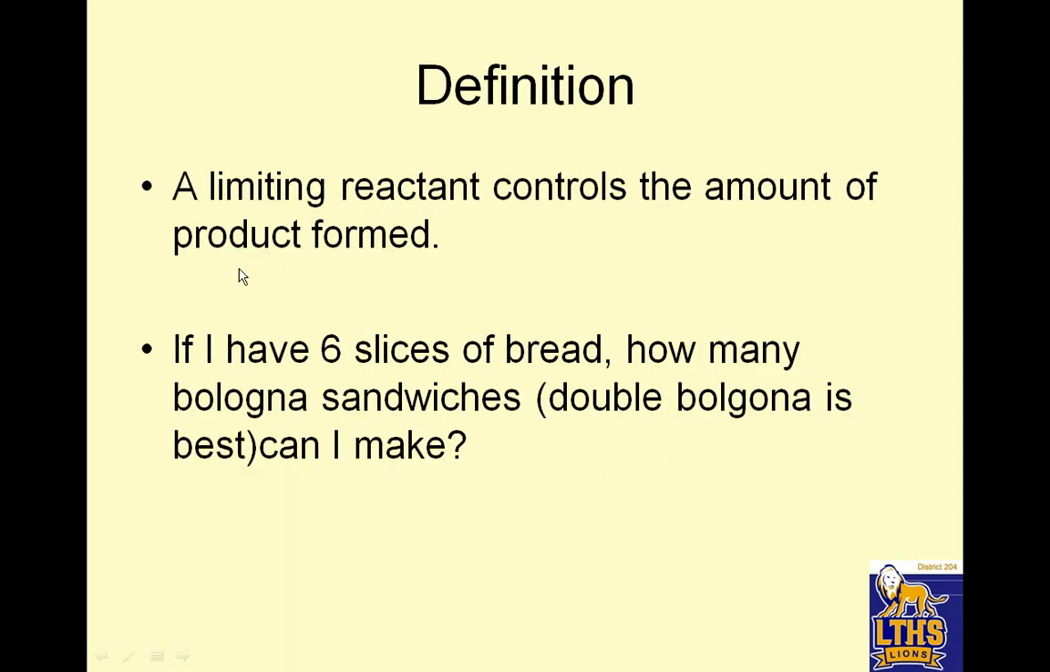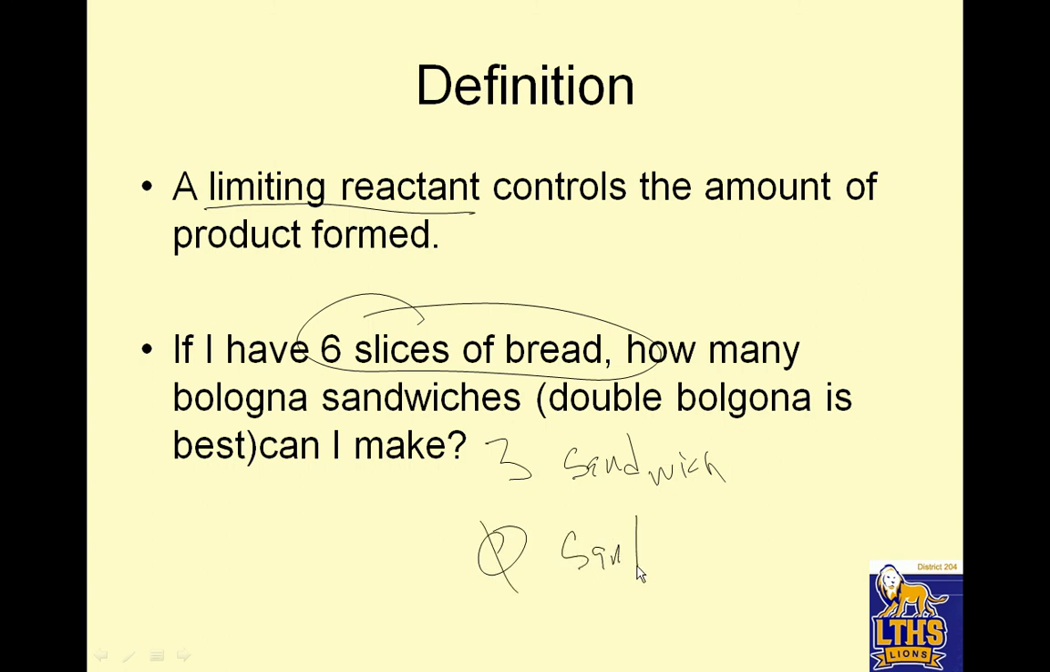Definition. A limiting reactant controls the amount of product formed. If I have 6 slices of bread, how many bologna sandwiches, double bologna's best, can I make? Now you're going to say you can make 3 sandwiches, and I'll be Mr. Funny Teacher and say, 6 slices of bread can't make any sandwiches. You make 0 sandwiches because you don't have any bologna. Okay. Now what if I have 500 pieces of bologna?